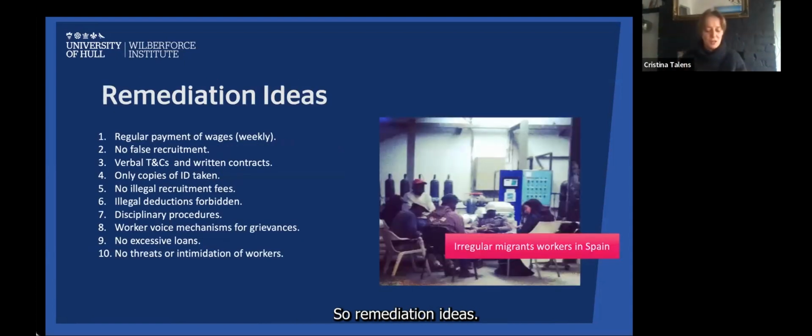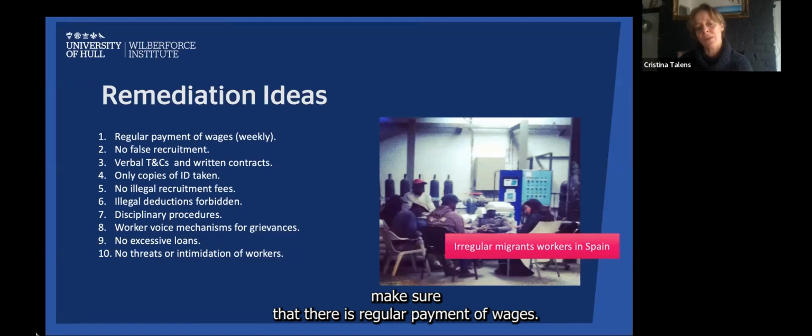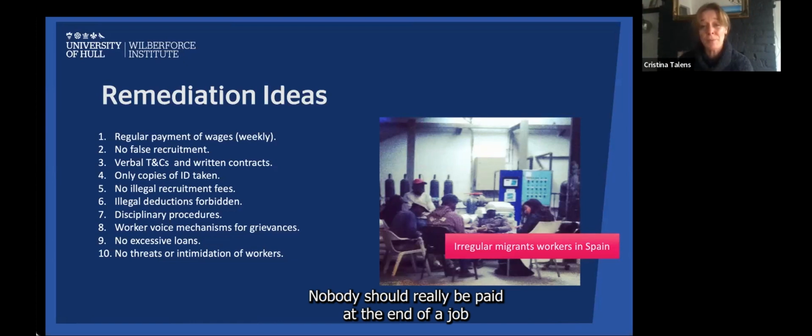So, remediation ideas. If you do come across forced labor, what I would say is make sure that there is regular payment of wages. Like I said, if people are paid weekly, they should be paid weekly. Nobody should really be paid at the end of a job, because that just puts them in a situation of dependency.